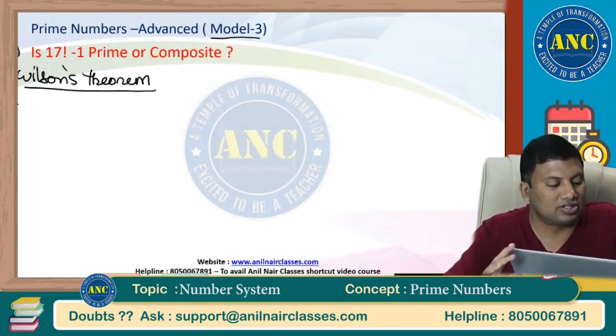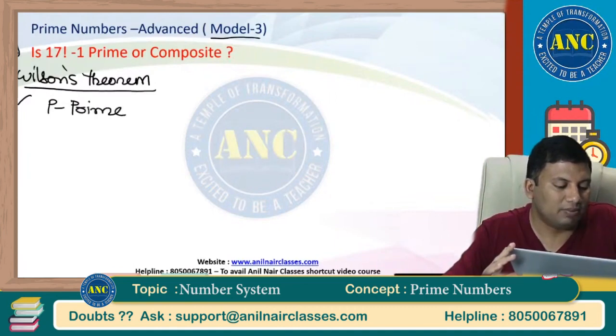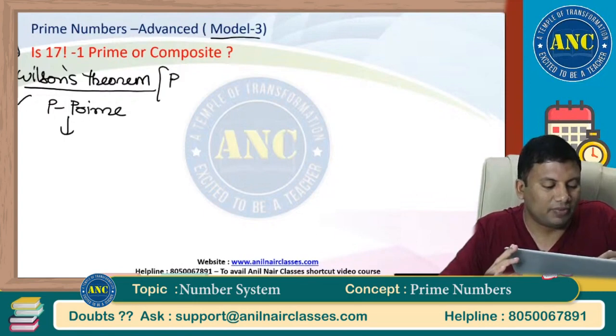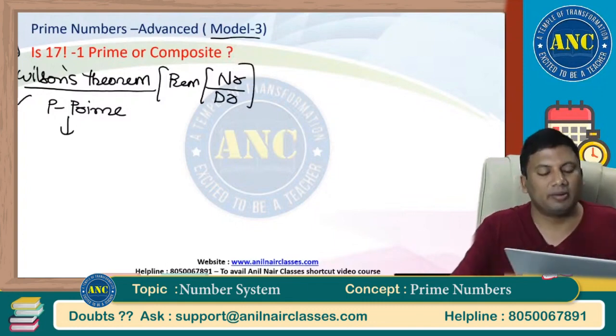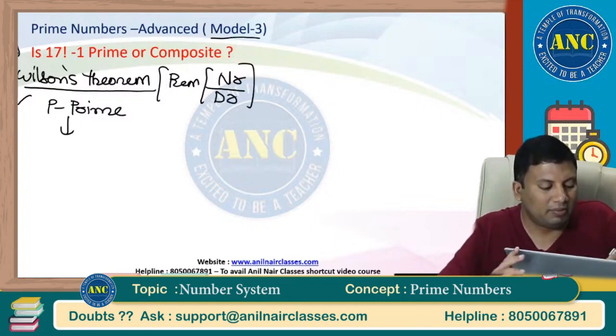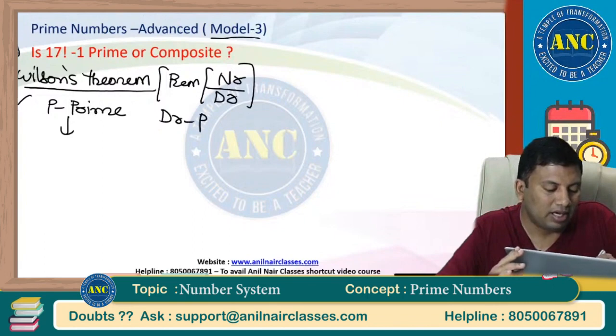What is Wilson's theorem? If p is a prime number, Wilson's theorem is used. If the denominator is of the form of a prime number, Wilson's theorem is used to find the remainder when the numerator is divided by the denominator. The denominator should be a prime number.